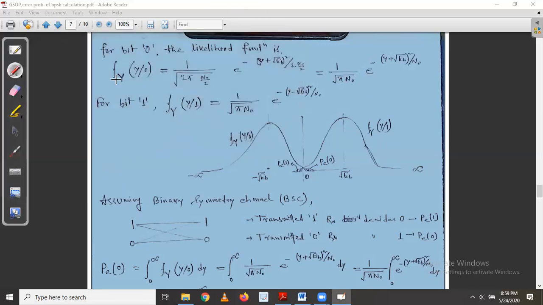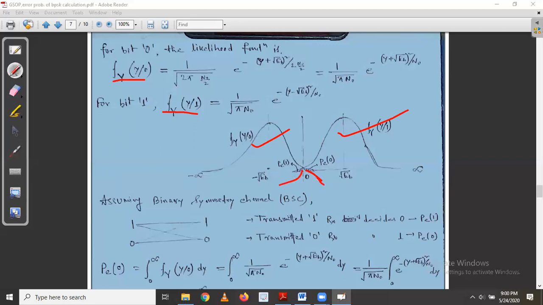Again, I am repeating, due to this, I am getting this one. Due to this, I am getting this one. Okay, and both the curves vary between minus and plus infinity. Here somewhere a point is there, that is the threshold point. This region is actually for bit 0, but it is more than the threshold. So this region is nothing but the probability of error region.